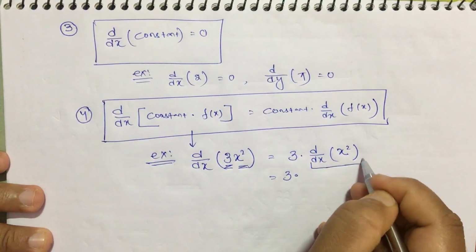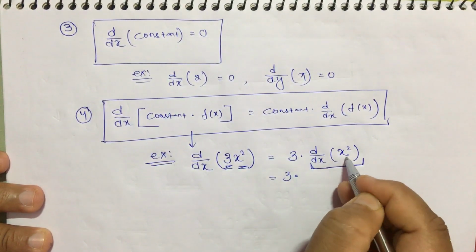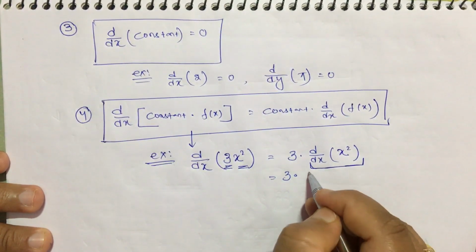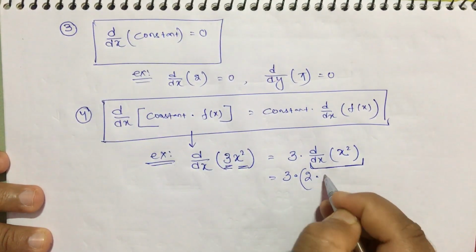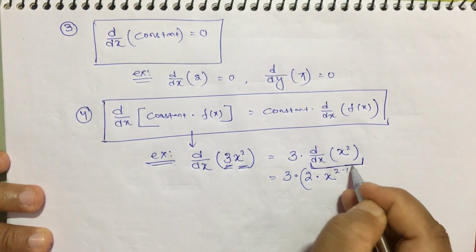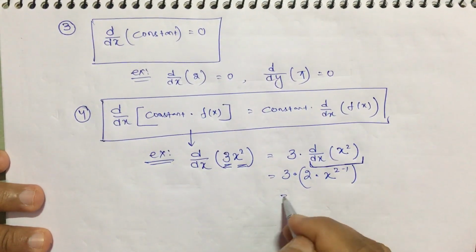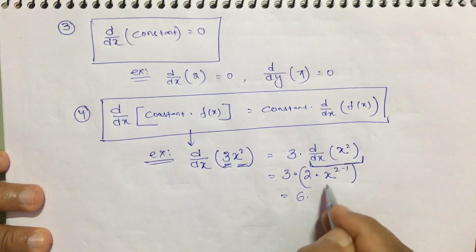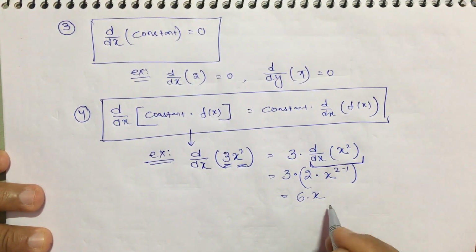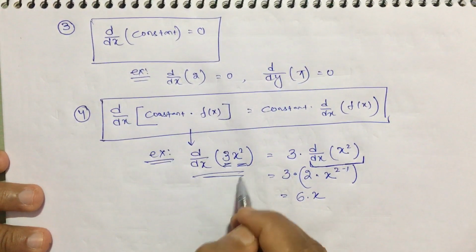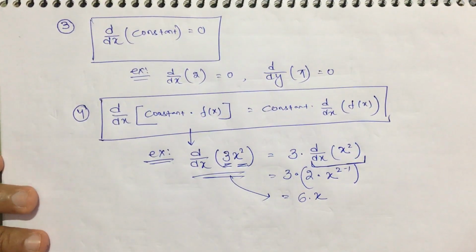Now this derivative we know how to do it, d by dx of x to the power n is going to be n into x to the power n minus 1. So it is going to be 3 into 2 is 6, x to the power 1, or 6x. So its answer is going to be 6x.